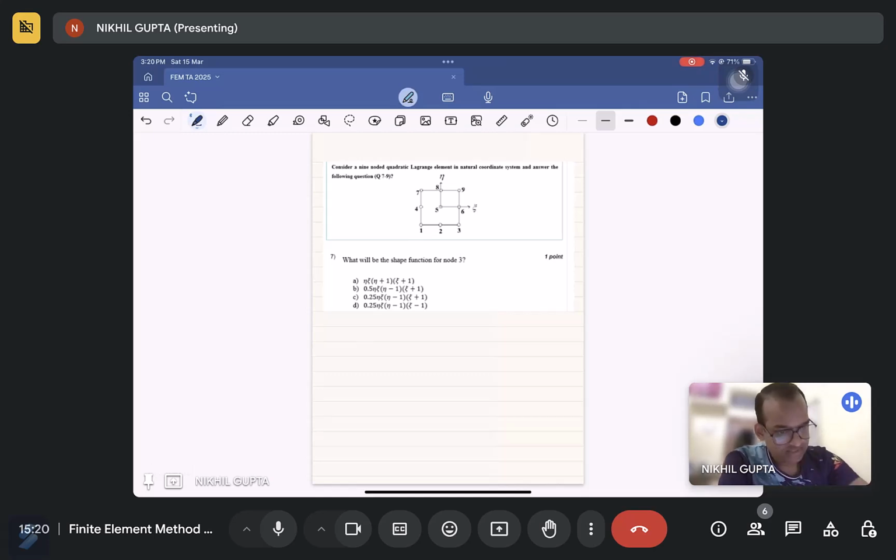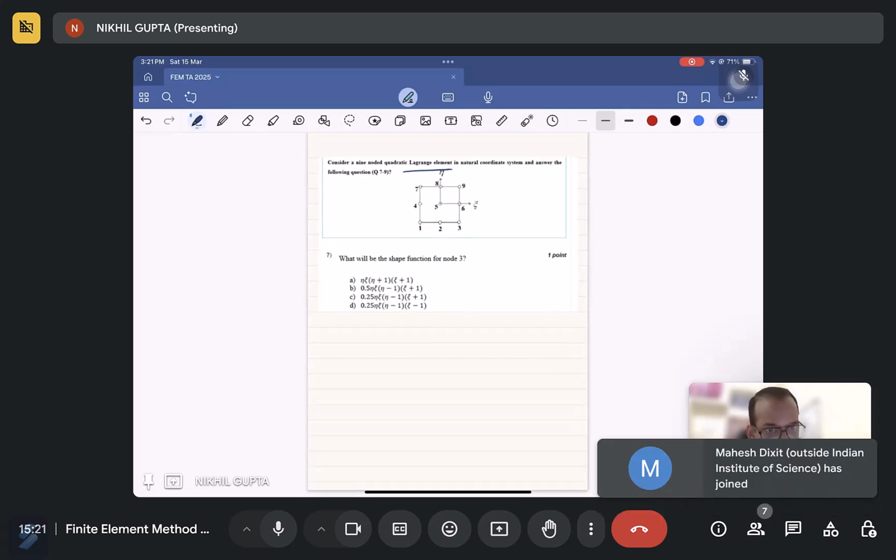So question number 7: consider the 9-noded quadratic Lagrangian element in natural coordinate system and answer the following. So what we have to do is find the node 3 shape function. There are different methods. Since I am covering the line method, I'll cover it with that only.